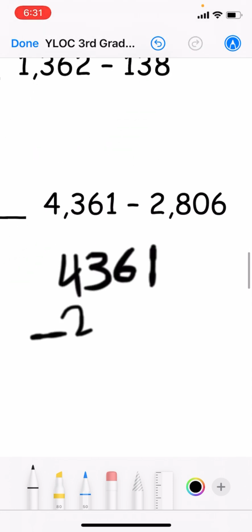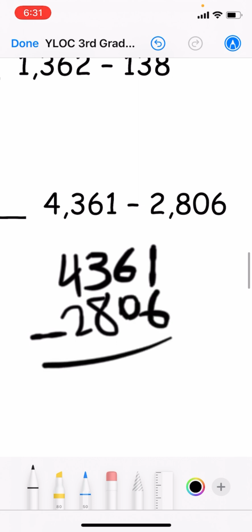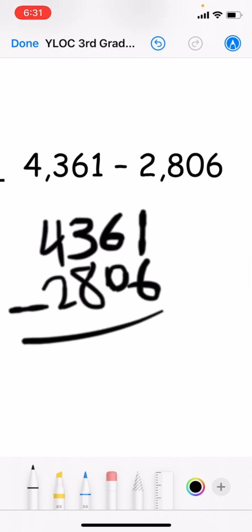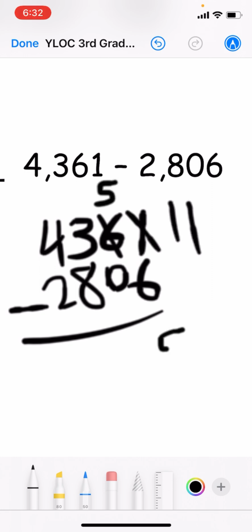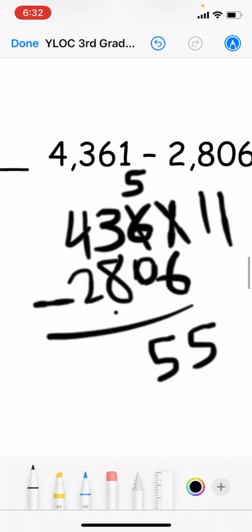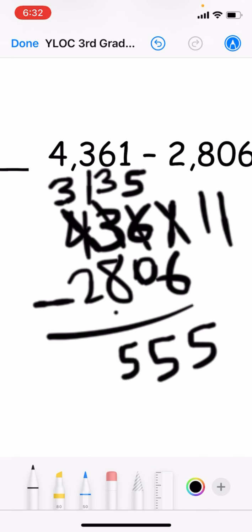4,361 minus 2,806. We can't subtract 1 minus 6, so we'll borrow from the tens place. 6 becomes 5, 1 becomes 11. 11 minus 6 is 5, 5 minus 0 is 5. 3 can't subtract 8, so we'll borrow from the thousands place. 4 becomes 3, and 3 becomes 13. 13 minus 8 is 5, and then 3 minus 2 is 1.